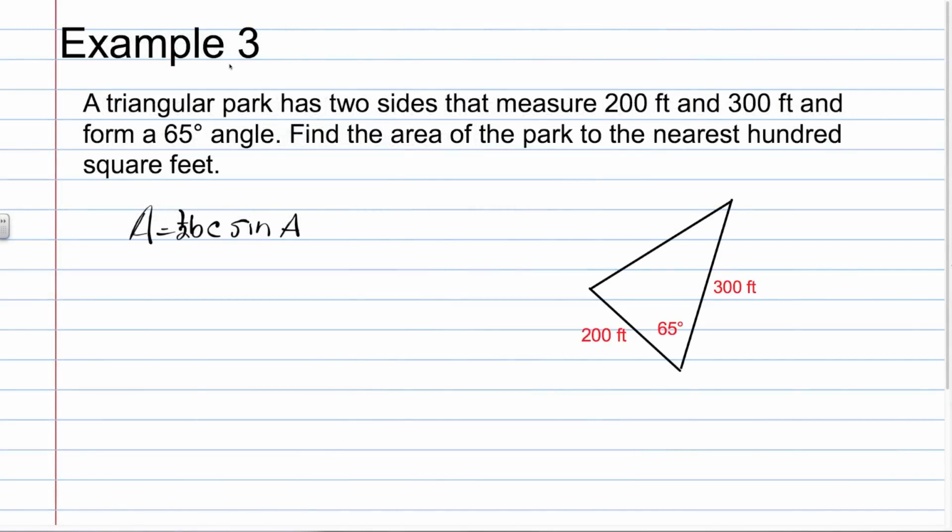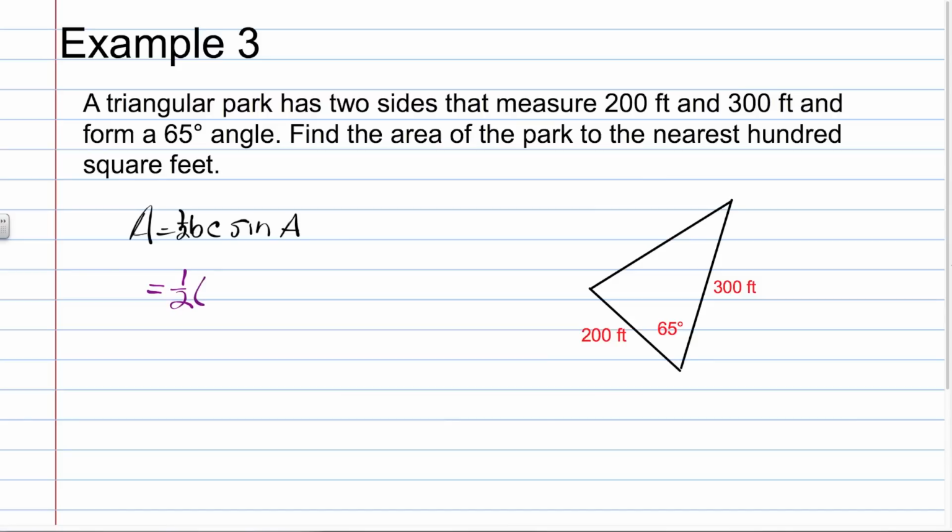In example 3, we're told a triangular park has two sides that measure 200 feet and 300 feet and form a 65-degree angle. Find the area of the park to the nearest 100 square feet. Again we're going to be rounding this, and notice it's not hundredths, it's 100 square feet, so it's a place value greater than 1. Here I have that formula we just discussed. The area is equal to 1/2 the length of the given side times the length of the other given side times the sine of the included angle. For this problem, it's a plug and chug kind of problem.